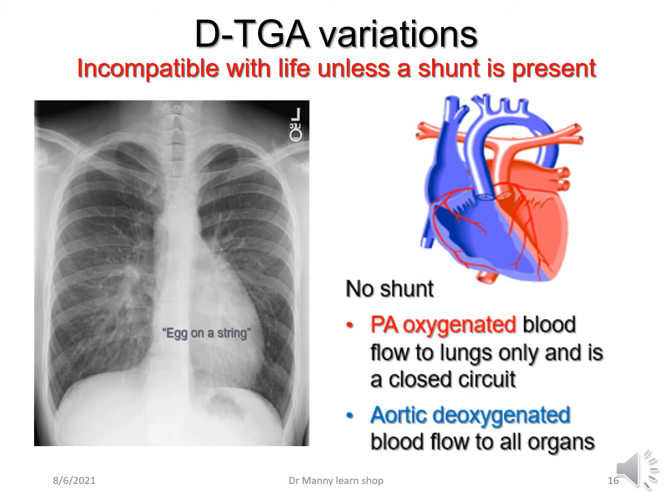When you get D-TGA, on chest x-ray, the heart looks sort of elongated. They call it an egg on a string image, which is very unique. It's very easily identified. Have a look at my Dr. Manny Learn shops, which deal with chest x-rays and changes with cardiac images, available on YouTube as well, if you're interested in radiology. Doesn't make you a radiologist, doesn't make you a radiographer, but it gives you an insight into certain conditions on chest x-ray that deal with the heart.